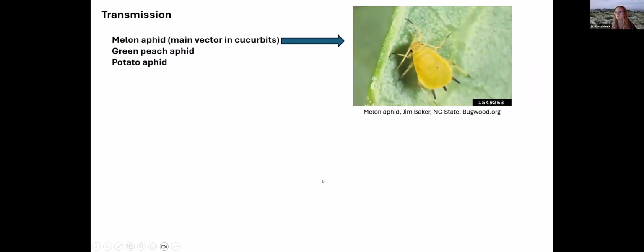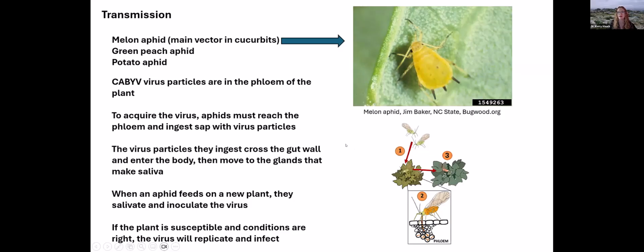Thinking more about how this virus is spreading in the landscape and why it's getting into your crop in the first place. The main vector, that is the insect that is moving this virus around, is the melon aphid, but it can also be transmitted by the green peach aphid and the potato aphid, although those are typically not as big of an issue in cucurbit crops, and they're very poor at transmitting this virus efficiently. So this is the main insect that we're concerned about. Scouting for that insect may give you a clue as to whether this virus could be moving in your crop.